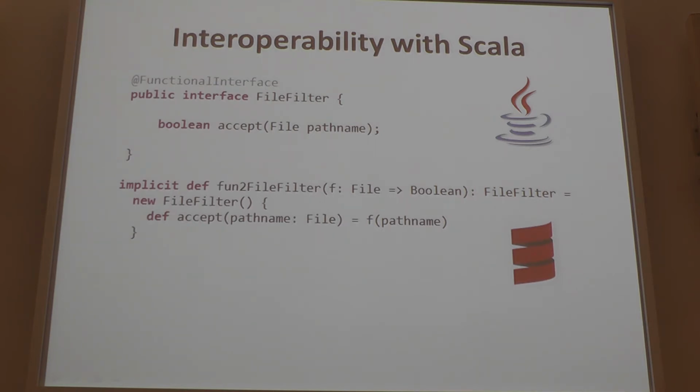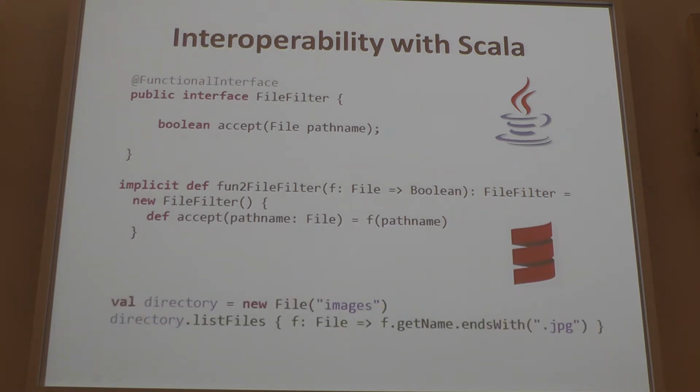If you want to use functions instead of creating anonymous inner classes of FileFilter, you can define a conversion, explicit or implicit, it doesn't really matter. So this is a method that takes a Scala function from File to Boolean and returns an instance of FileFilter. And it just hides the creation of the anonymous inner class in this method. So if you have this, you can call the listFiles method with a Scala function literal.